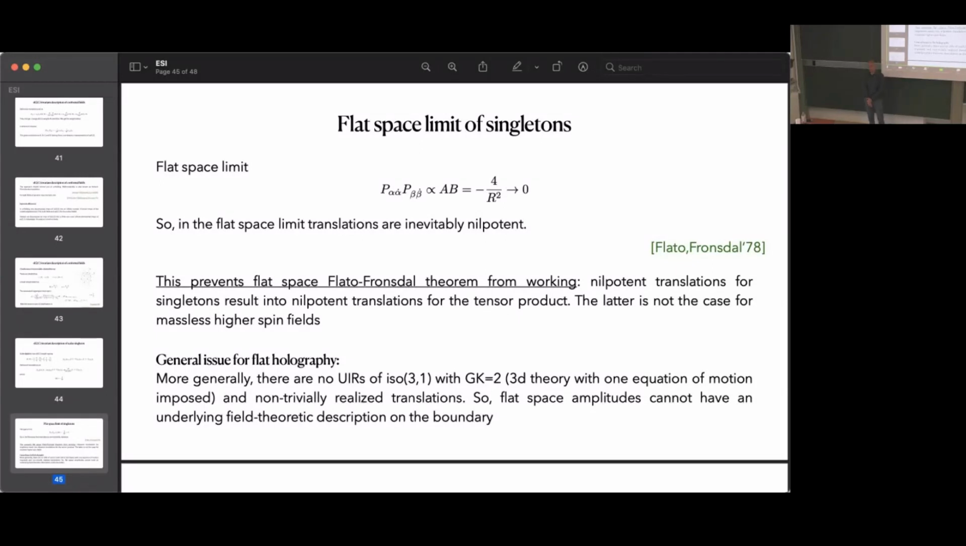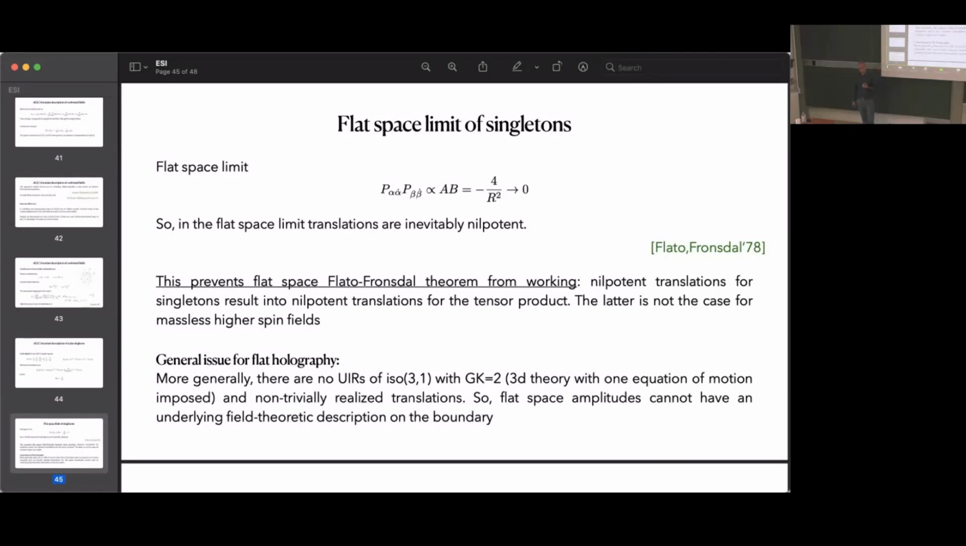And this is somehow reminiscent of what Andrea explained to us yesterday. And it's not new. In the original paper by Flato and Fronsdal, you can find statements that this should be the case. But I want to stress that this already means that holography in flat space, at least if we take this as a singleton, cannot work. The argument is very simple. For singletons, translations are represented in a nilpotent manner. If we take their tensor product, they are still realized in a nilpotent manner, which is not the case for massless fields. So it definitely doesn't work the same way as in AdS.